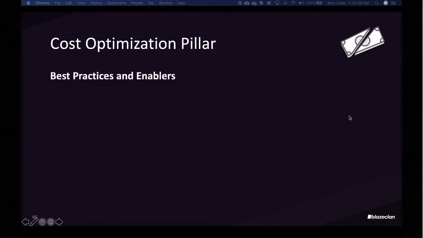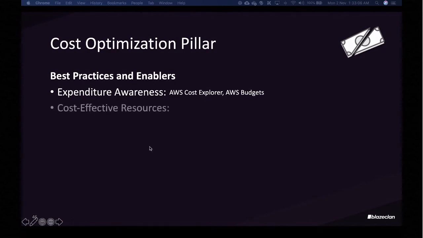So, what are the best practices and their enablers? First is expenditure awareness, and how do you do that? You can use tools like AWS Budgets and Cost Explorer to have a tab on what are your expenditures, and of course, tagging. That's another thing that we could mention to ensure that you could have expenditure awareness.